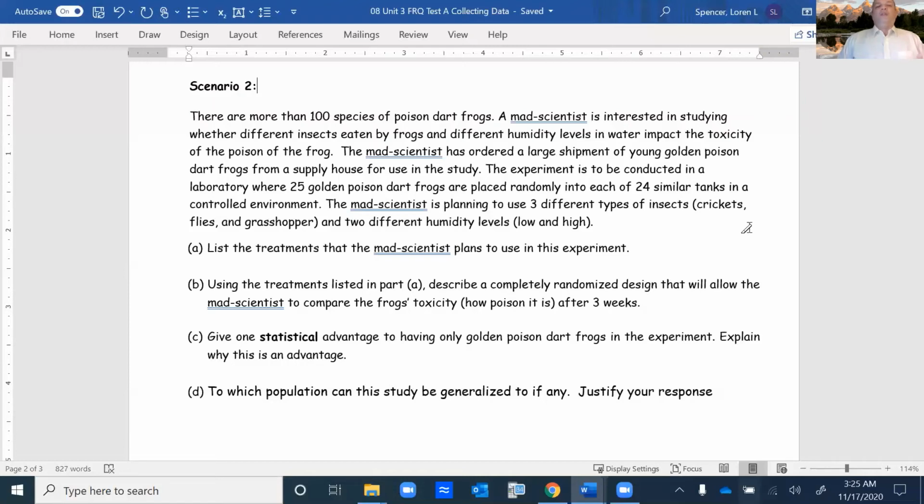I can only generalize this to the young golden poison dart frogs. It cannot be generalized to all poison dart frogs. Now, please remember, this is not being generalized to the sample. We generalize to the population. So by having done this, I have to generalize to a similar population. The similar population is young golden poison dart frogs. So my sample is a subset of that. So consequently, that's what I can generalize to.